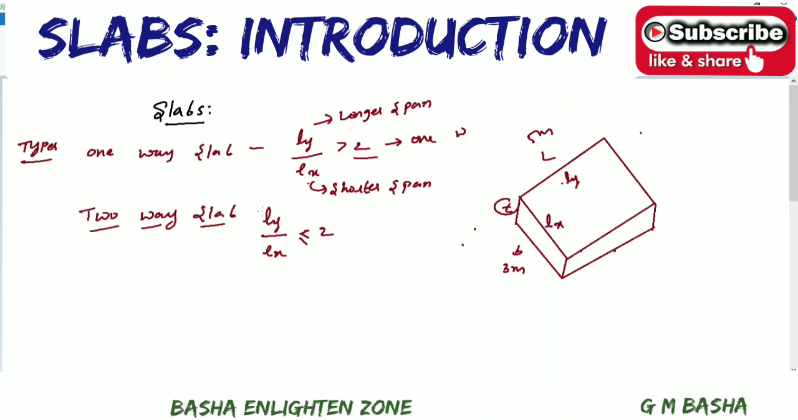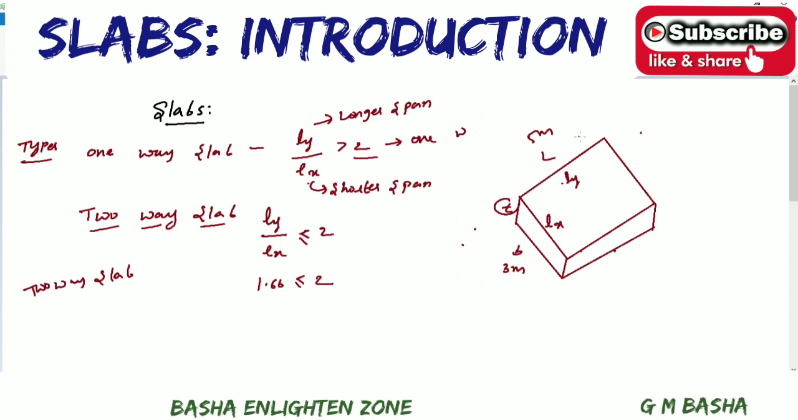For example, here I said 5 for the longer span and 3 for the shorter span. If you take that ratio, you will get 1.66, which is less than or equal to 2 according to this condition. So this type of slab comes under the two-way slab. Similarly, I can take 4 by 3, which gives 1.33. Or else, for example, 8 by 3.